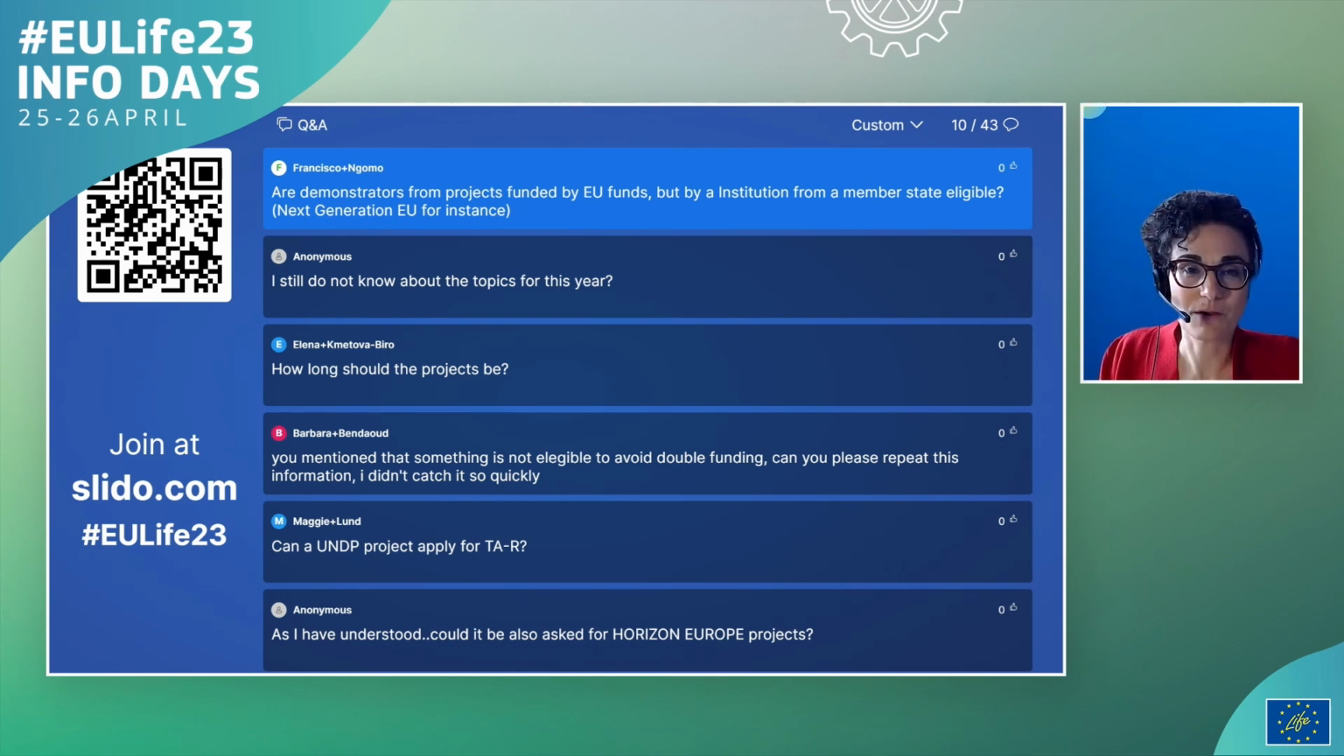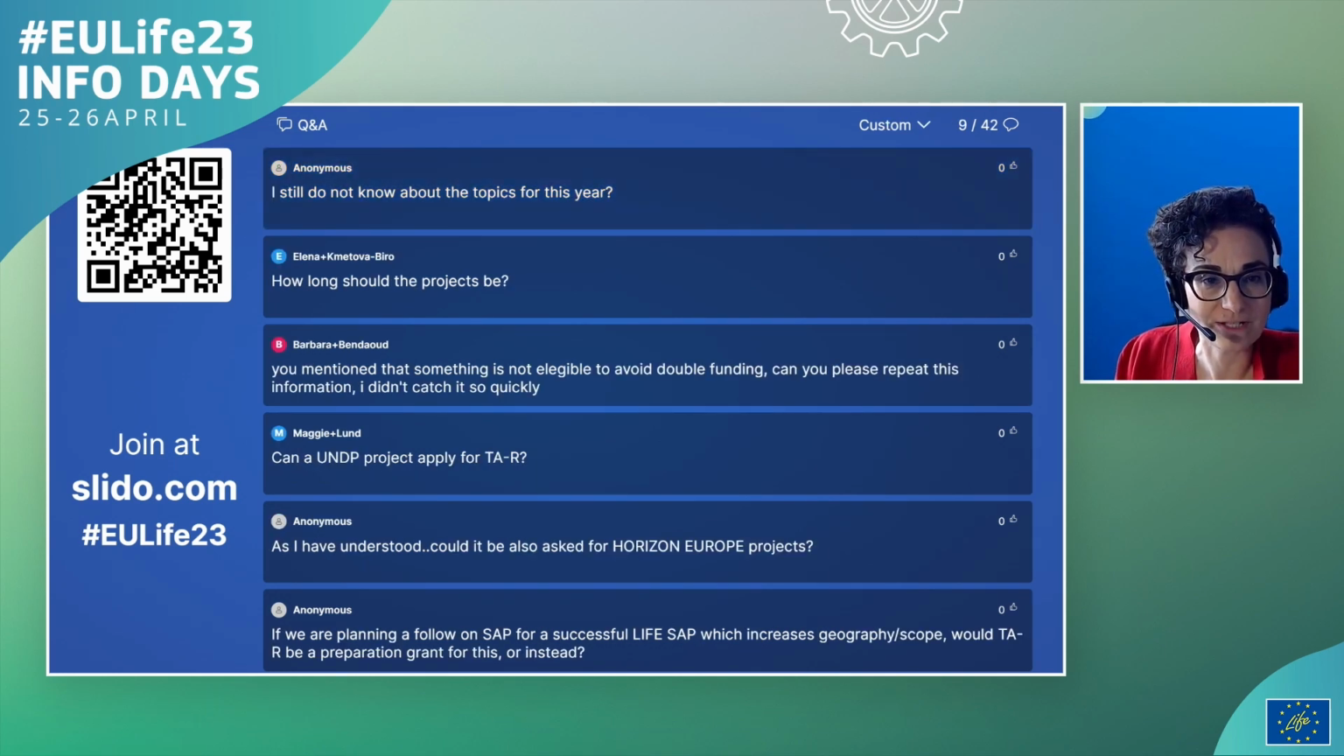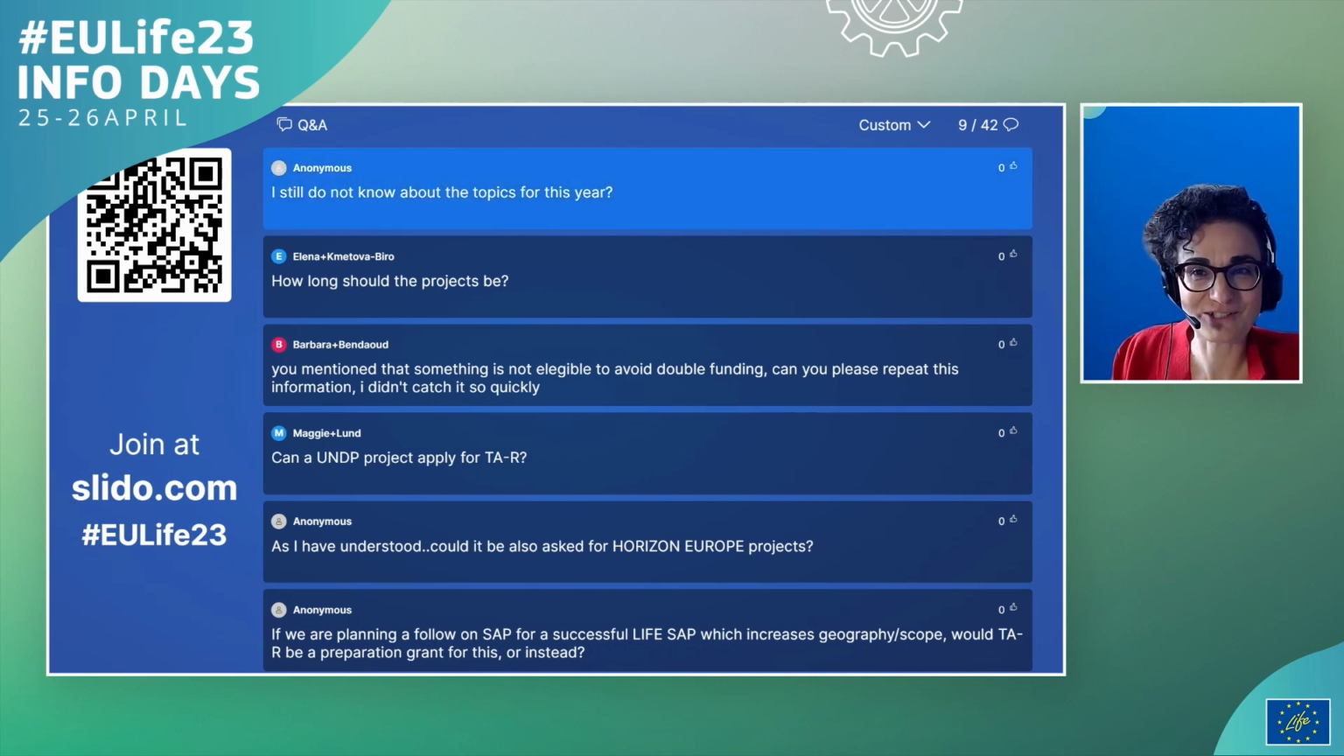And what I would say in all these cases, Anna, is if it's so specific, do not hesitate to really ask us the question, because that's very specific. Exactly. And we don't know all the EU funds by heart. So I still do not know about the topics for this year. I don't know if this question is actually related to this session.